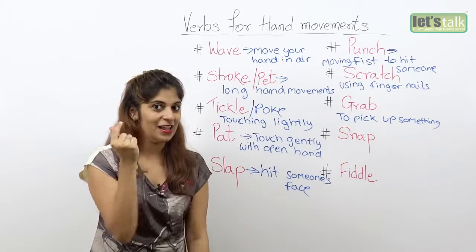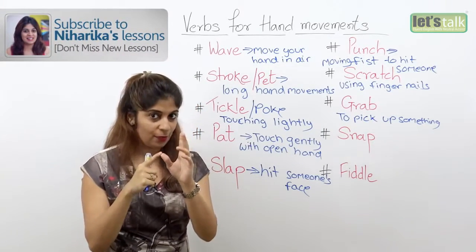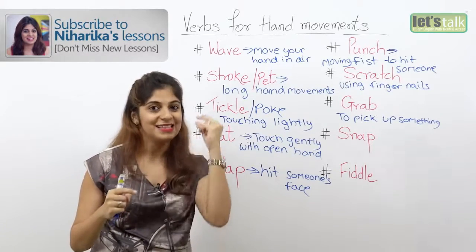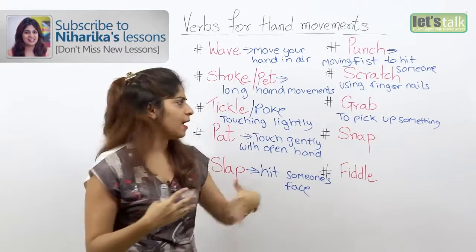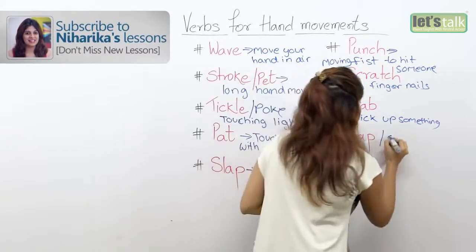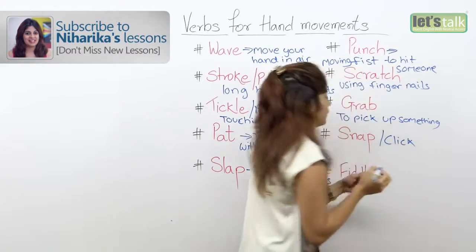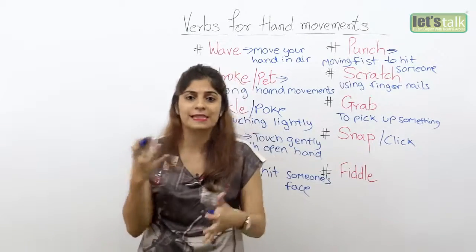The next one, snap. That's snapping. So when you rub your middle finger to your thumb, okay, or against your thumb, that's snapping. So you create a sound. You use snapping. It's also called as clicking, okay, to click. So in some countries it's called as snap, or in some countries it's called as click.